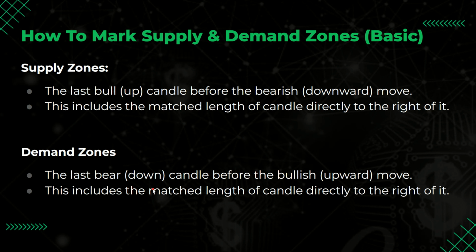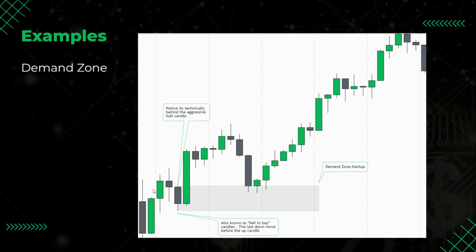And this also includes the matched length of candle directly to the right of the bearish candle. So here's some examples of a demand zone. When we mark up demand zones, we actually use the square box drawing tool, which I'll go over in the next video when we actually do a walkthrough. For now, just understand this is a tool that you can use in TradingView.